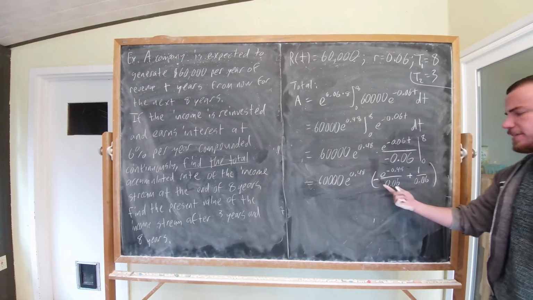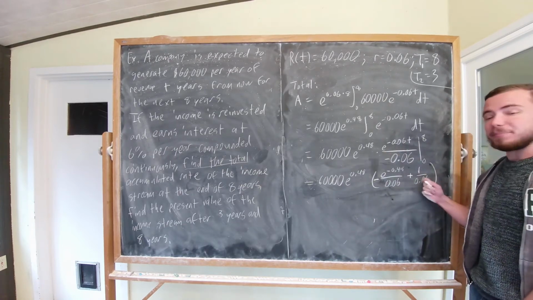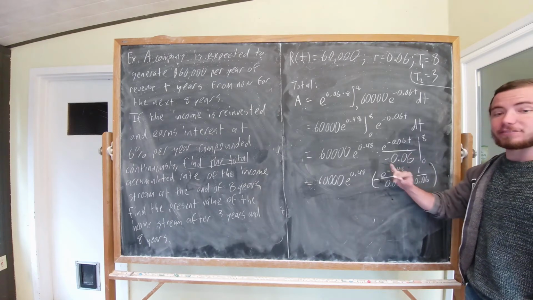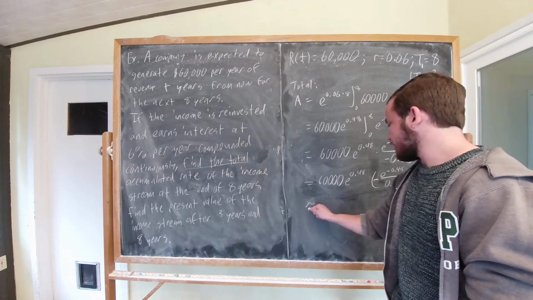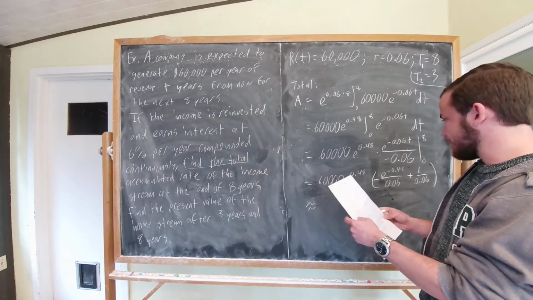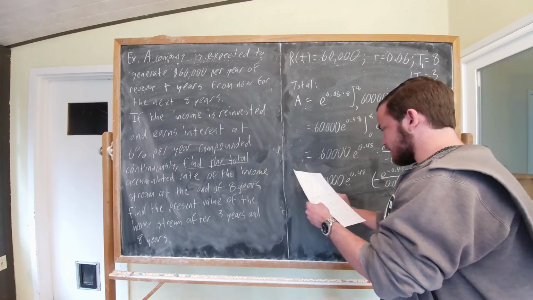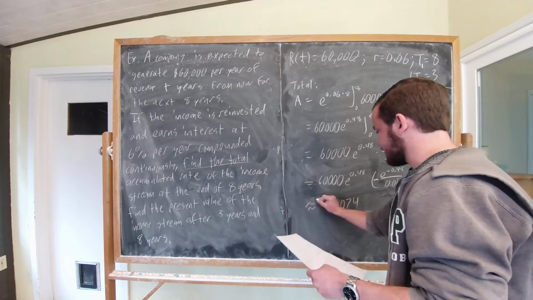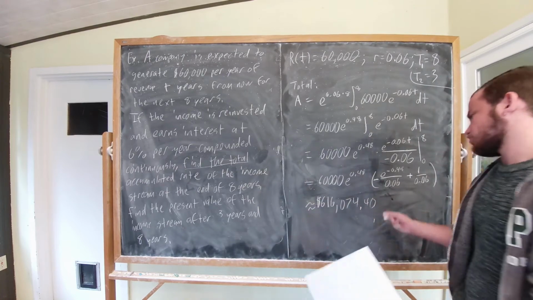You might be like, why is there a negative sign here if this is supposed to give me a positive amount at the end? Because this part is going to outweigh that part. So don't worry about this negative sign there. That's meant to be there. That's all I need. Plug that into a calculator, and you would end up with roughly $616,074.40.